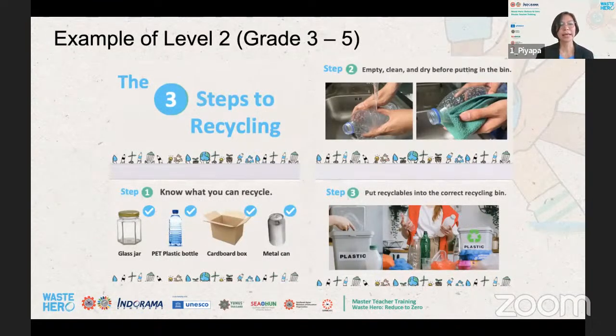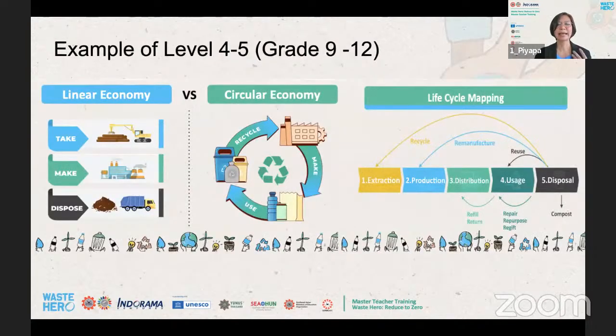This is another example, for level 2, grade 3 to 5. We make sure that key instructions and recycling fundamentals are covered well throughout the lesson package. Next slide, please. This is an example of levels 4 to 5, grade 9 to 12, where we introduce the linear versus the circular economy and explain how to design more circularity into the life cycle of a product.